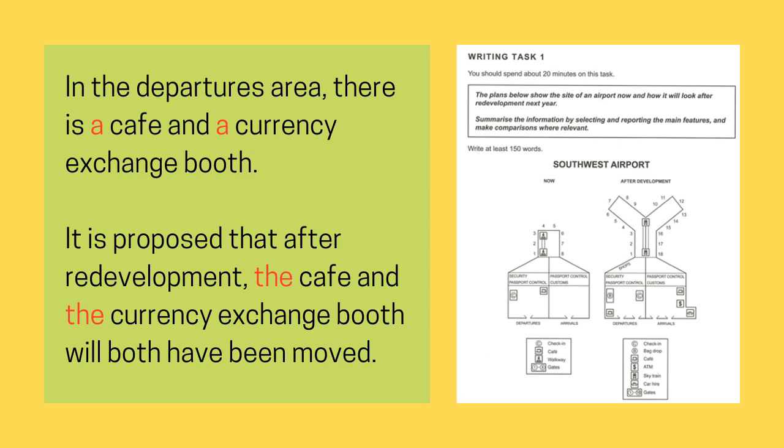Let's see one final example. Here's a map of an airport. Whenever we first mention a feature of this map, we can say a. For example, we might say that there is a cafe, but later we might say that the cafe has moved. We could say that there is a currency exchange, and then later note that the currency exchange has been relocated.